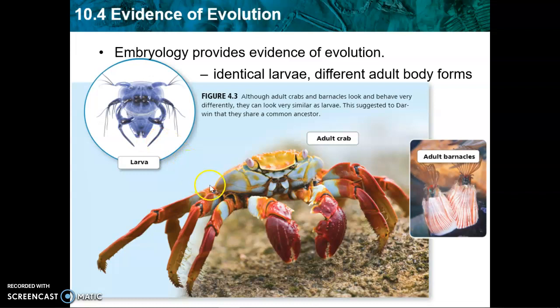And so the differences that come about between the adults are really actually differences in gene expression as the larvae are developing. And so the fact that they both start out with very similar looking larval stages is evidence that they shared a common ancestor that had that shape.